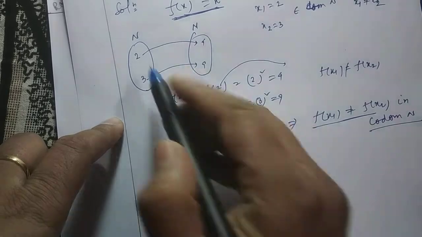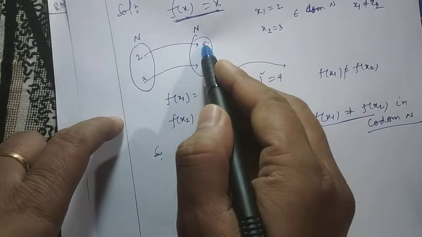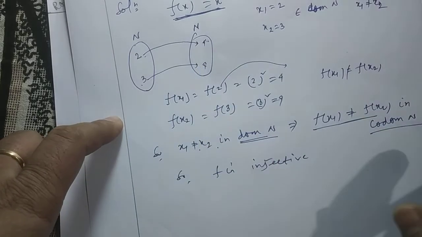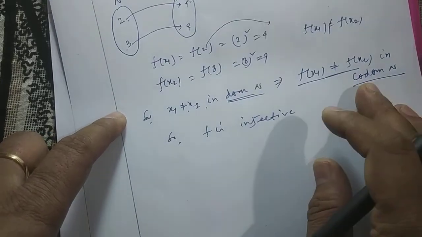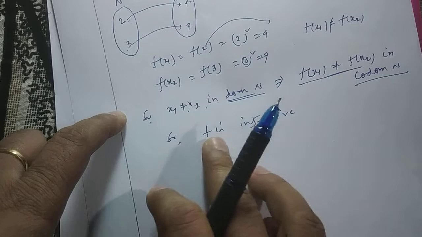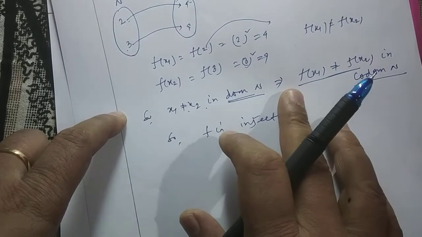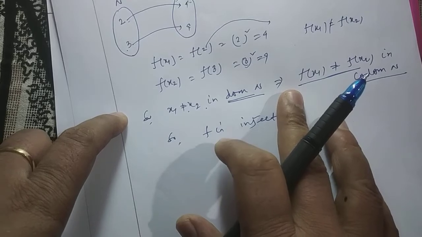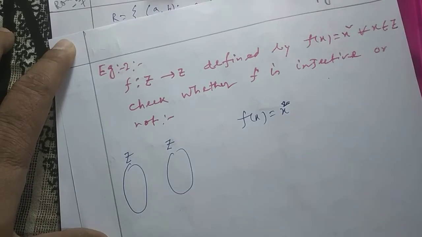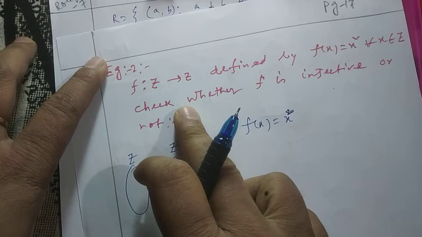Injective means 1 to 1. एक के लिए एक, 2 goes to 4 and 3 goes to 9. That is called injective or 1 to 1. So in this example, f is injective because it is simply following method 1. It is simply following the definition of injectivity. Correct? Now look at example number 2.